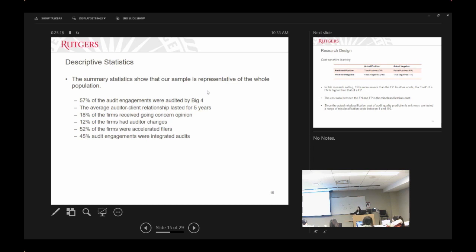Is our sample, or our data, representative of the full population? Because if we look at the summary statistics, first of all, I saw some people put the question in the discussion board that the PCAOB inspected 50% or more of the Big Four firms. Is this really representative? This is the case because Big Four firms have more than half of the market share in the United States. So it's not because PCAOB just wants to investigate more Big Four firms. It's just that Big Four firms are too big. They just take more than half of the market share. And this is also true from our data set. 57% of the firms were audited by Big Four firms.